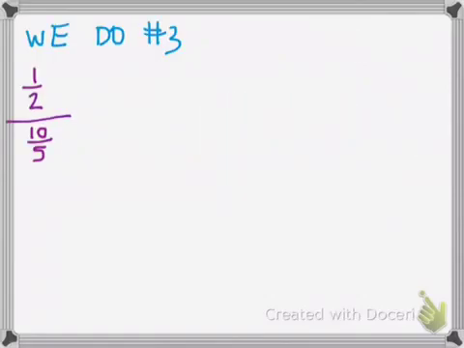So let's take a look at we do number 3. This should be written in your we do number 3 box. Here I have a complex fraction where the fraction is in the numerator and denominator. So again, I know that the fraction bar means to divide, so I set it up as a division problem. 1/2 divided by 10/5.